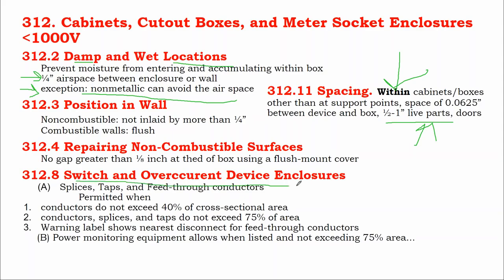So here we have one that's a switch overcurrent device enclosures. Splices, taps, and feed through conductors are permitted when the conductors do not exceed 40% of the cross-sectional area of the box, when the total assembly does not exceed 75% of the area. So what does this mean?